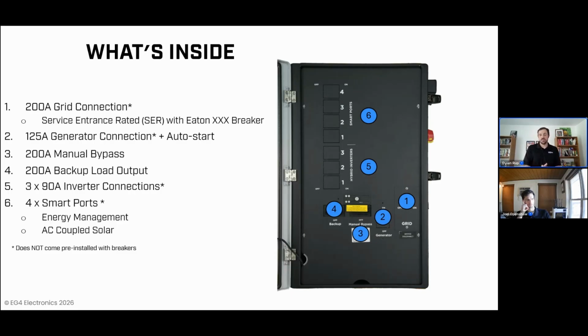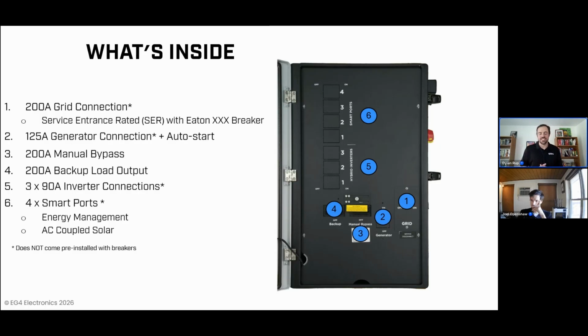Starting out, you're going to see on the very right-hand side of the GridBOSS here, a 200 amp service rated grid connection. And that's going to replace your traditional 200 amp fuse disconnect in most installations as that service entrance rated point and that first point of disconnection. Now, in order to have this unit act as a service entrance rated piece of equipment, you do need to source an appropriately listed breaker.